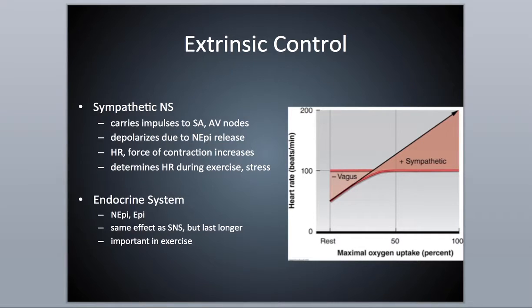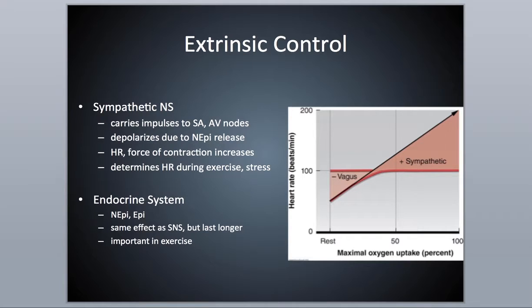Now, I referred to the endocrine system with norepinephrine and epinephrine, and again, these are the catecholamines. Epinephrine is also known as adrenaline, and norepinephrine is known as noradrenaline. They both act fairly similar. They have similar effects on the body and the heart rate. They also have the same effect in the sympathetic nervous system. But when released as hormones in the endocrine system, they actually last a lot longer.